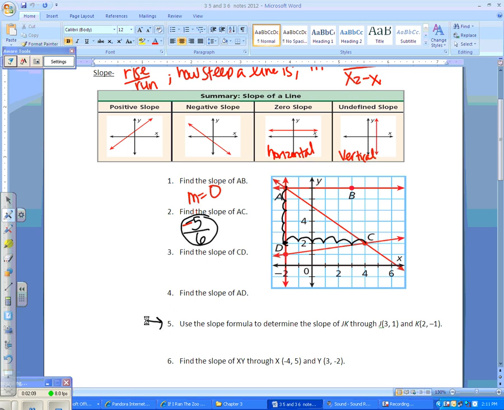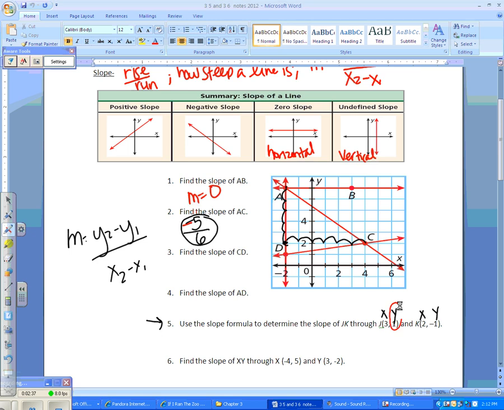I'm going to show you how you can, rather than having to graph it, use the equation y2 minus y1 over x2 minus x1 to find out what the slope is. So here I give you the points, the ordered pairs, not on the graph. So remember, your first number is always your x, and the second number is always your y. And it doesn't really matter which ones you consider y2 and which one you consider y1. It really just matters the order that you do it.